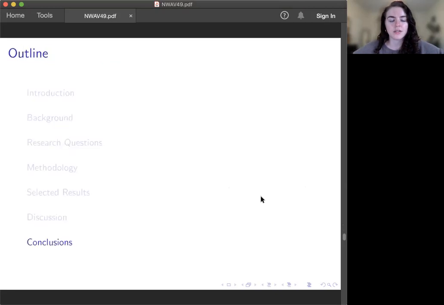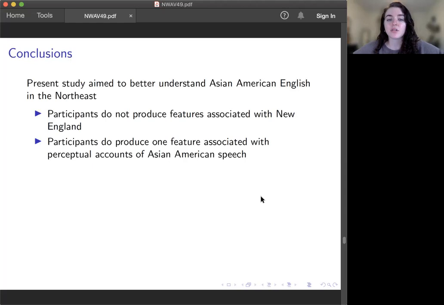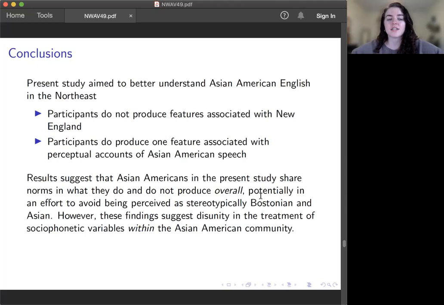Now to our conclusions. The present study aimed to better understand Asian American English in the Northeast, and we found that participants do not produce features associated with New England, but they do produce one feature associated with perceptual accounts of Asian American speech, namely L vocalization. These results suggest that Asian Americans in the present study share norms in what they do and do not produce overall, especially when we compare these speakers at large to other ethnic groups and their production of these features. This is potentially in an effort to avoid being perceived as stereotypically Bostonian and stereotypically Asian.